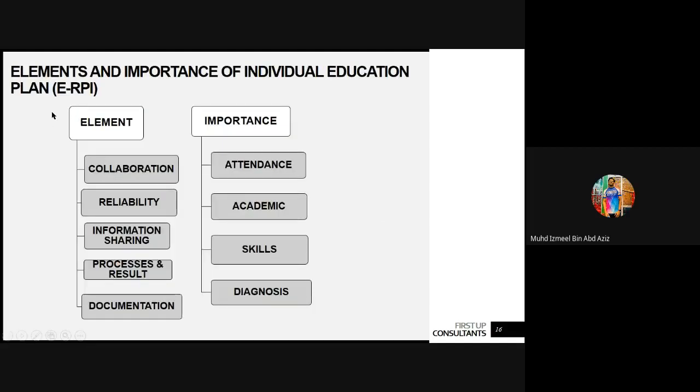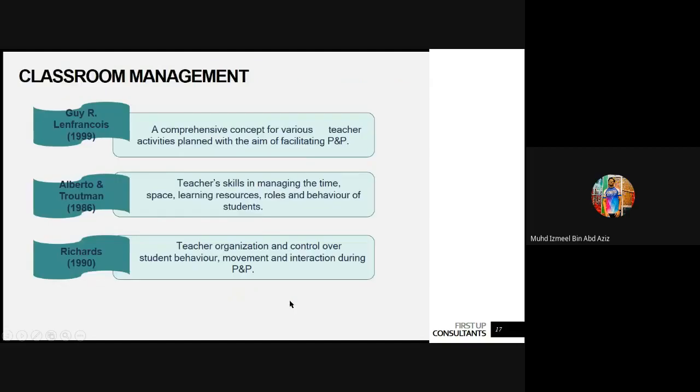Next, we go to the elements and importance of ERPI. We go to the elements first. We have 5 elements here. The first one is collaboration, reliability, information sharing, processes and results, and the last one is documentation. The next one is the importance, which is first the attendance for the student itself, the academic, the skills, and the last one is the anoxis. Okay, for the classroom management.